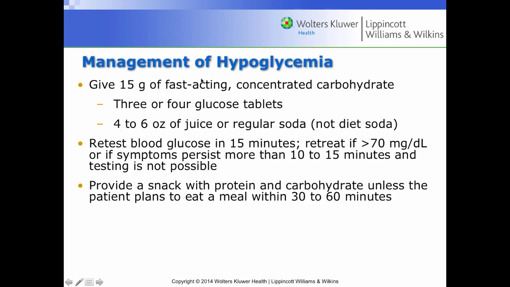Now, managing hypoglycemia, what you want to give this person is at least 15 grams of a fast-acting concentrated carbohydrate. So we have things like glucose tablets. Give them a couple of glucose tablets that increase blood glucose very quickly. Give them some juice or soda, not diet soda. We want the sugar. You retest their blood glucose in 15 minutes to make sure that it's elevated. If it's not elevated enough, you give them another snack. And this, of course, assumes that they are conscious and able to consume the food.